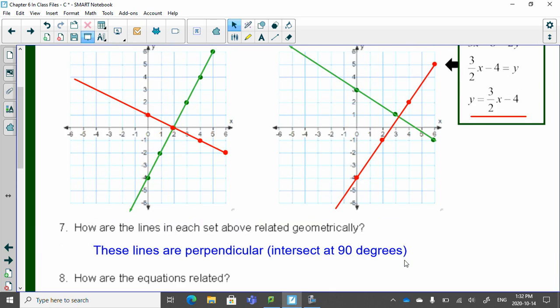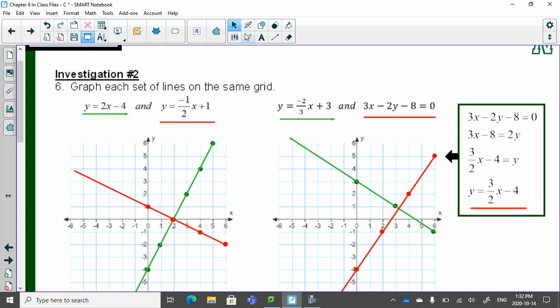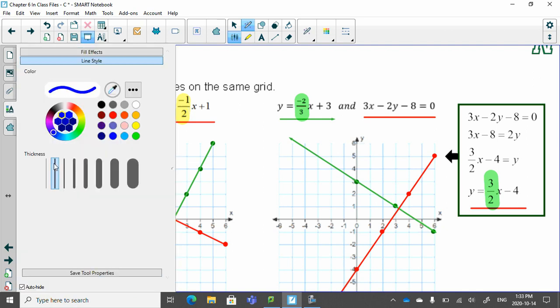How are the equations related? The slopes are what we're looking at again, but these slopes are not the same. But there is a trick. If you take this slope and flip it, put the 2 on the bottom and put the 3 on the top, and then change the sign, that negative becomes positive, you get 3 over 2. If you flip these two, 2 over negative 1, change the negative, you get 2 over 1.